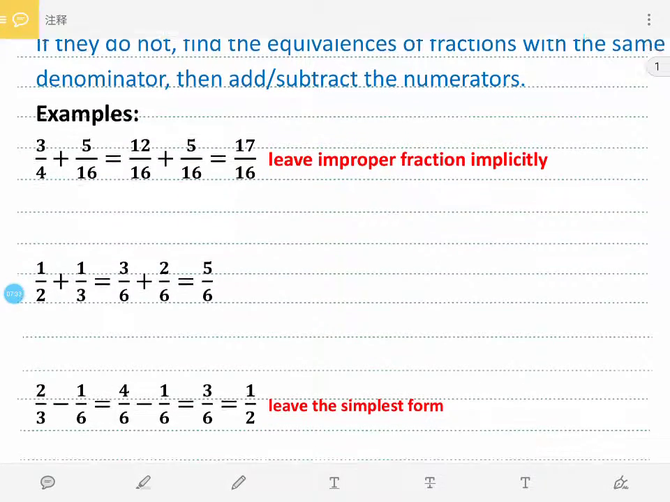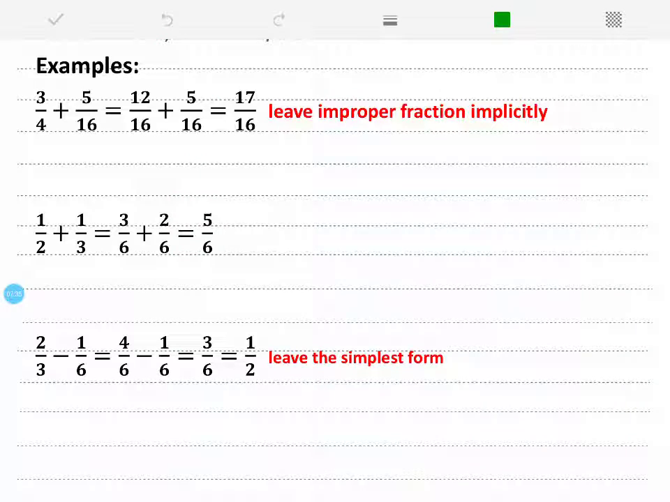So example 1 here. 3 over 4 plus 5 over 16. Now 4 and 16 are not the same. So before you add, you must make sure they have the same denominator by finding the smallest common multiple. So what's the smallest common multiple between 4 and 16? That's 16, because 16 is a multiple of 4.